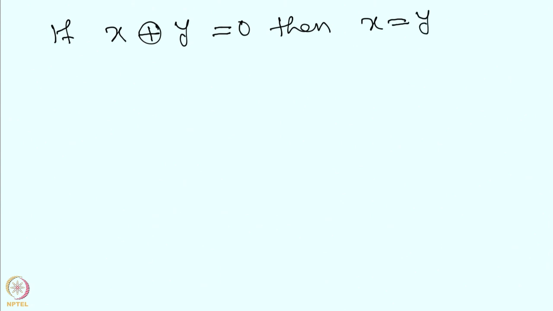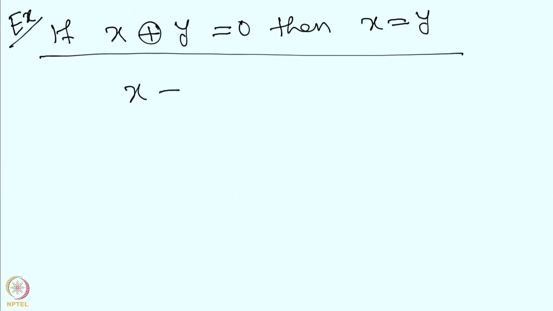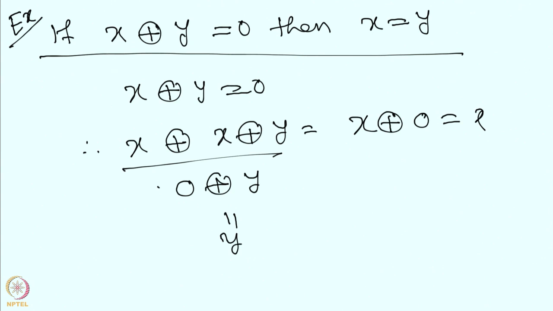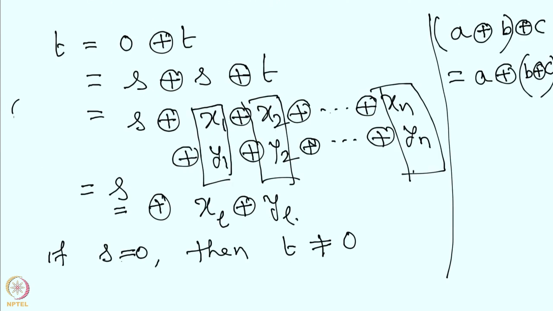This is an exercise, and one should try solving this one. It is not very hard to do. In fact, it is very simple. Why should we leave it as an exercise? So, let us say X Nim-Sum Y is equal to 0. Therefore, X Nim-Sum of X Nim-Sum of Y is the same as X Nim-Sum of 0, which is X. Now, this is nothing but 0 Nim-Sum Y, which is Y. Therefore, Y is equal to X. That is it. So, this proves this fact.